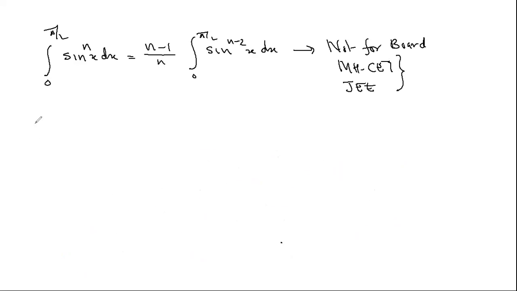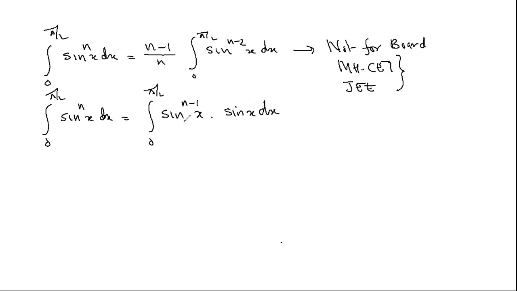There are a lot of other reduction formulas too. Okay, start with integral 0 to pi by 2 sine raised to n x dx. Tell me what was that method? Split it: sine raised to n minus 1 x into sine x. Everybody understood the step? Yes, sir. This should be taken as first and this as second, because this can be integrated, this cannot be integrated.